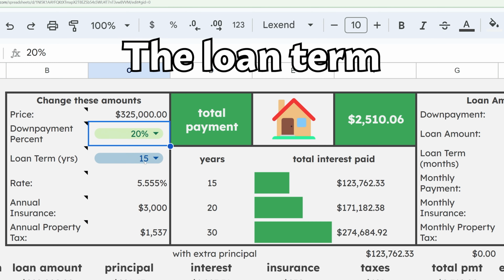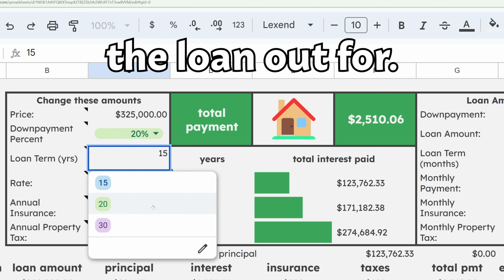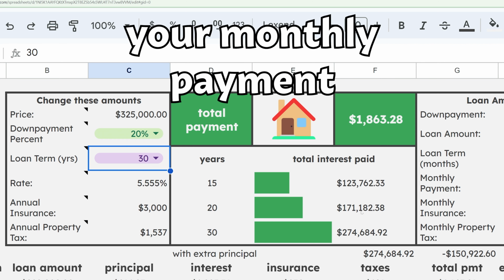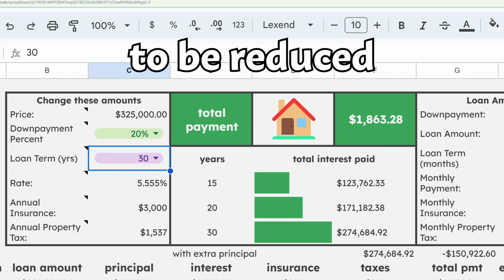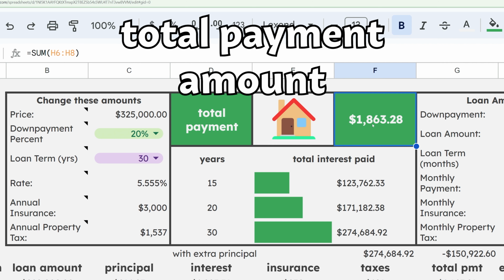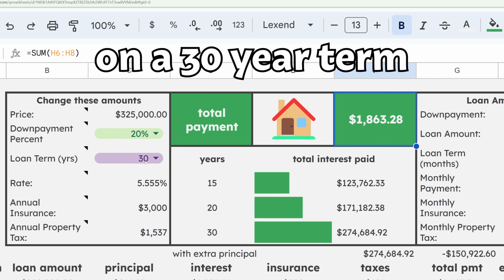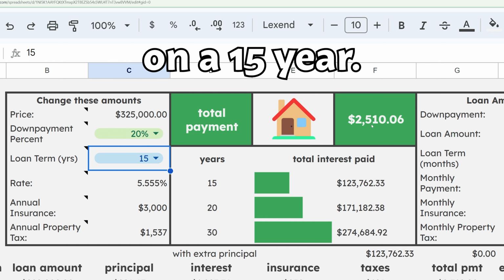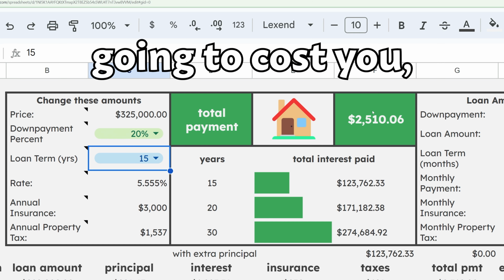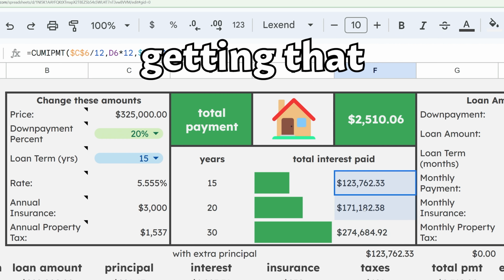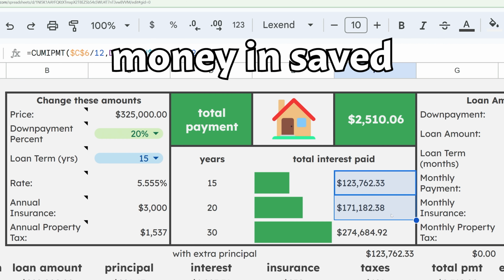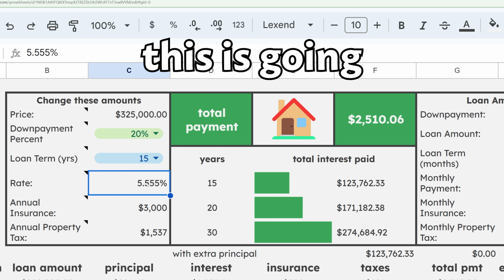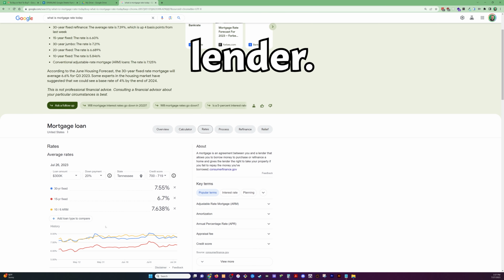The loan term is how long you're going to take the loan out for. As you can see, as you go up in the term amount, your monthly payment is going to be reduced. $1,863 on this total payment amount on a 30-year term versus $2,510 on a 15-year. So it's going to cost you, but you're going to end up getting that cost back in saved money and saved interest payments. The rate, this is going to come from your mortgage lender.